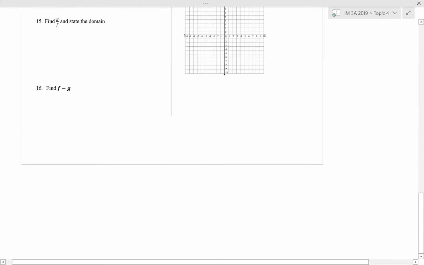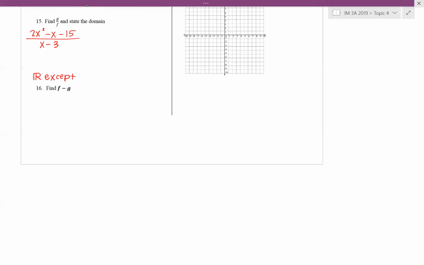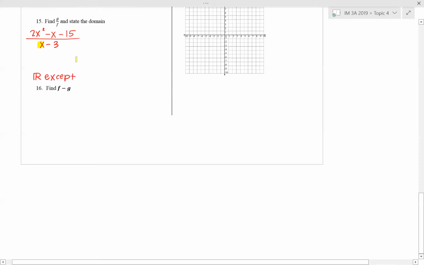Find g of f, g over f, and state the domain. So g is the equation 2x squared minus x minus 15, and f is the equation x minus 3. For these problems, we always have to simplify, and so simplifying means I need to factor. So when I'm saying the domain, what I know is that the domain is all real numbers except the value that would make the denominator 0. So if x was +3, that would make the denominator 0.